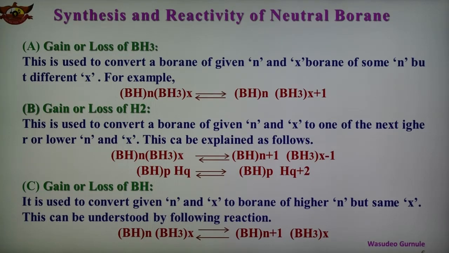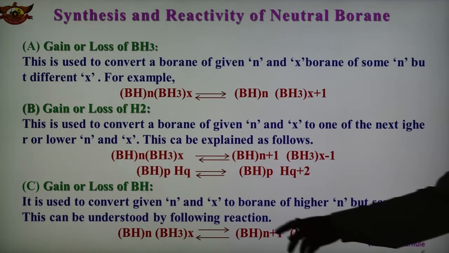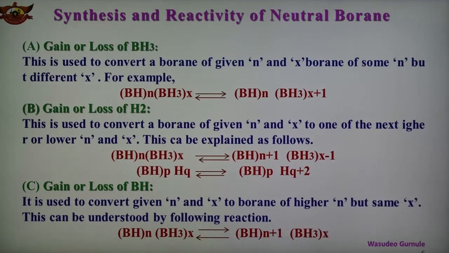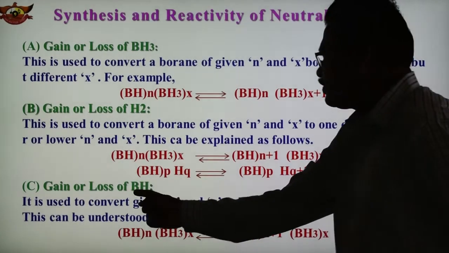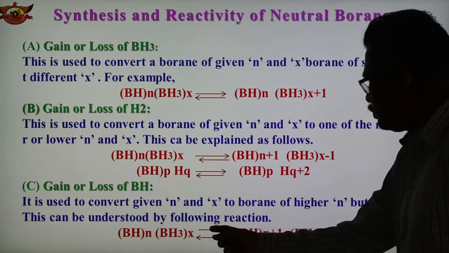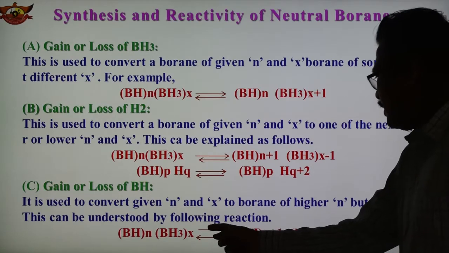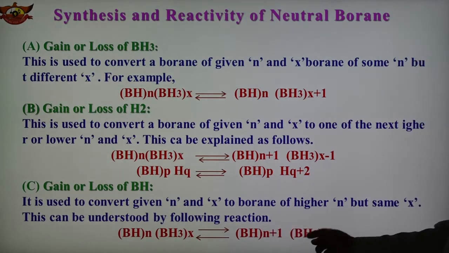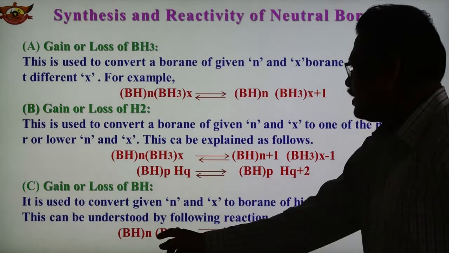The third one is gain or loss of BH. This route is used to convert a given N and X borane to one of higher N but same X. This can be understood by the following reaction. So N can be changed but X remains the same. Here we have to add the unit BH. What is BH? Gain and loss of BH. So this is the compound plus H2 plus BH. If you add BH, here it is plus 1. This is as it is. And removal of BH, we get this one again.